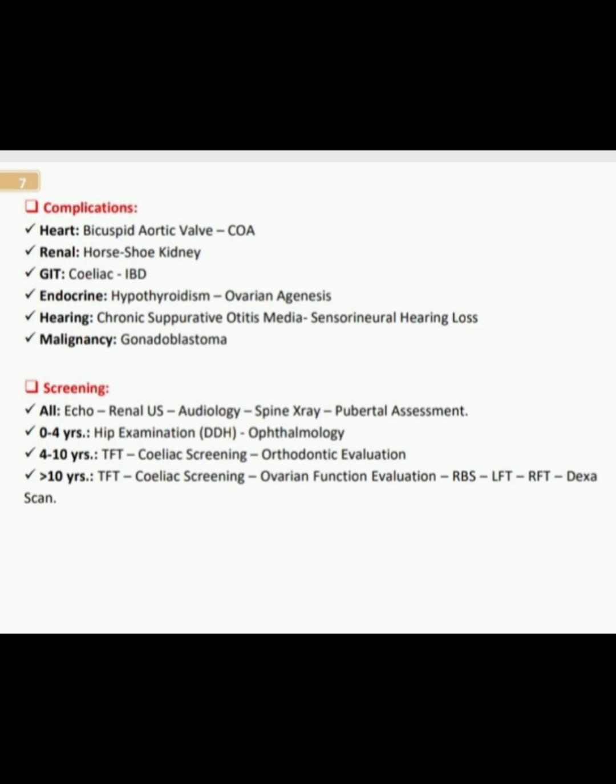How can we screen or follow up Turner syndrome? Number 1, all: echo, renal ultrasound, audiology, spine X-ray and pubertal assessment. 0 to 4 years, we do the hip examination, DDH and ophthalmology. 4 to 10 years, we do the thyroid function test, celiac screening, and orthodontic evaluations. And more than 10 years, we do the thyroid function test, celiac screening, ovarian function evaluation, RBS, LFT, RFT, and DEXA scan. So this is all about Turner syndrome.